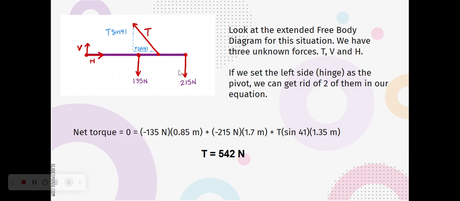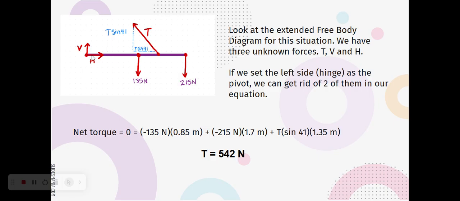And if we look at our free body diagram, we've got a lot of unknowns now. We've got the weight of the beam and the weight of the sign, but then our vertical, our horizontal, and our tension are all unknowns. So when we go to start looking at a torque equation, let's find a place where we can get rid of as many unknowns as we can, which would be over here. If I put my pivot right here at the hinge, V and H disappear because their distances are 0.